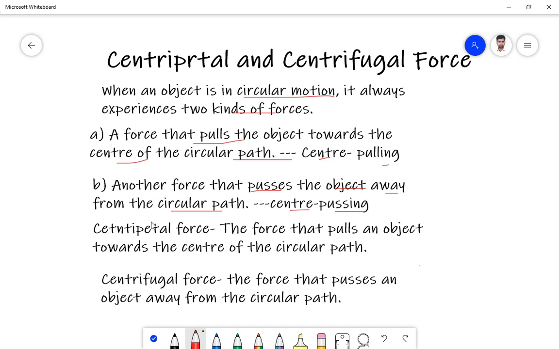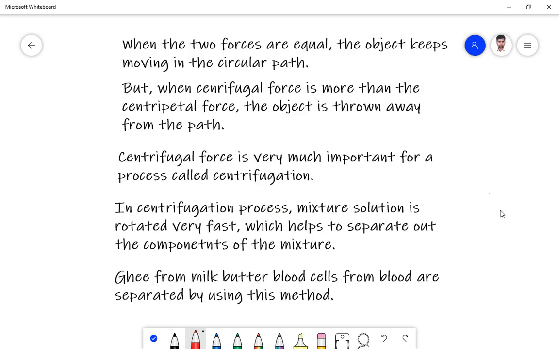To define the forces, centripetal force is the force that pulls the object towards the center of the circular path, whereas centrifugal force is the force that pushes the object away from the circular path. When these two forces, the centripetal and centrifugal forces, are equal, the object keeps moving in the circular path. But when the centrifugal force is greater than the centripetal force, the object is thrown away from the center path of the circle.